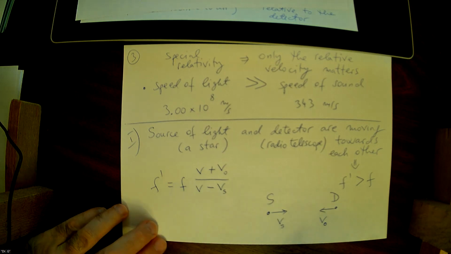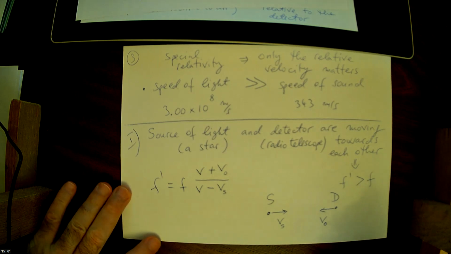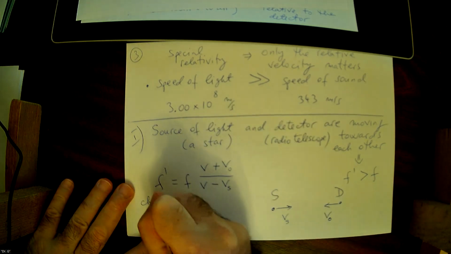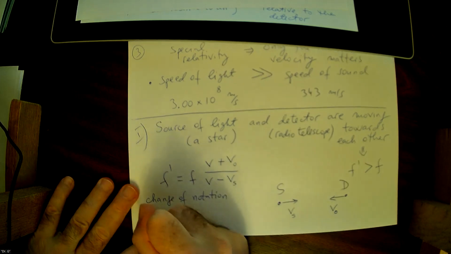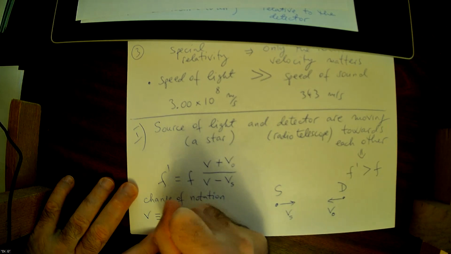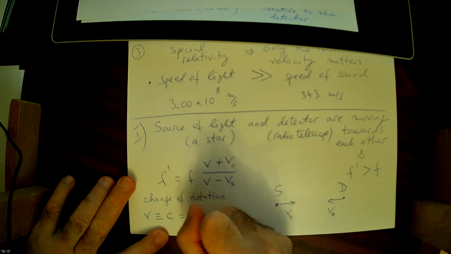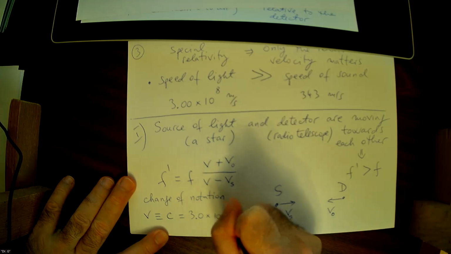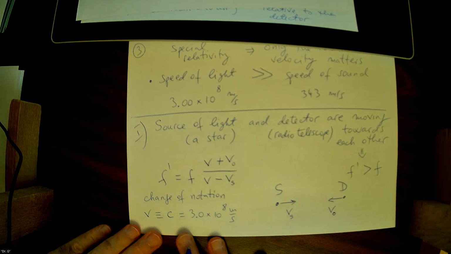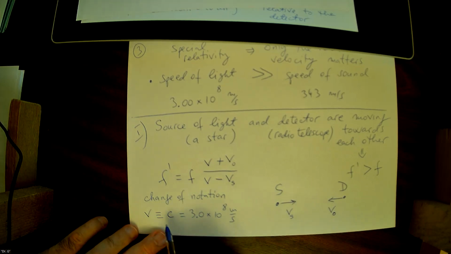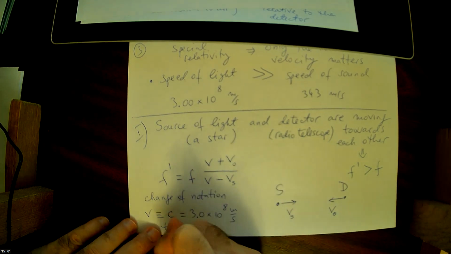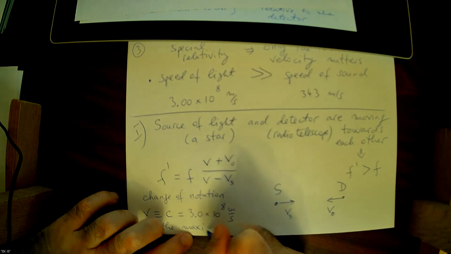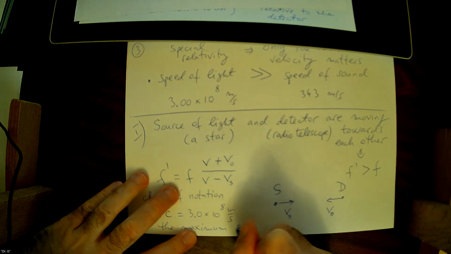Okay, so first of all, I'm gonna have a change of notation. Instead of v, I will call it c, speed of light in vacuum, 3.0 times 10 to the 8th meters per second. Just so I know, this is a very special speed. The maximum possible speed in the universe.